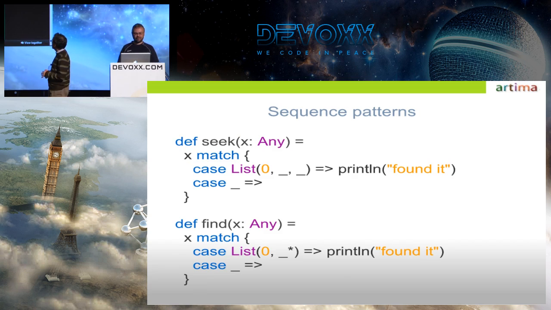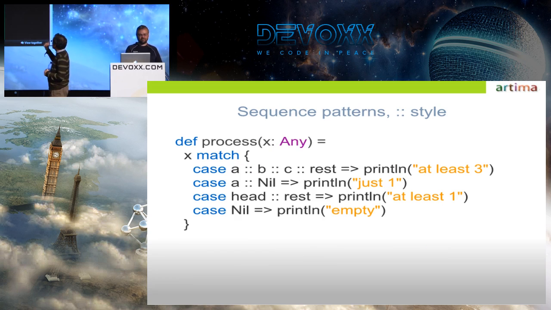Okay, so that's the concept. Sequence patterns. With sequences you can actually do a few things. Up here, this first list, 0, underscore, underscore, is just using the wildcard pattern. It's only going to match a list of length 3 that begins with 0, because I've got 3 elements there. I only care that the first one is 0 and that there have to be 3. If you don't care how long it is, you can just put _*. That means as many other elements as you want in the sequence, as long as it starts with 0.